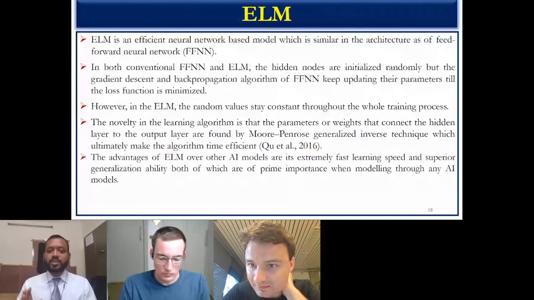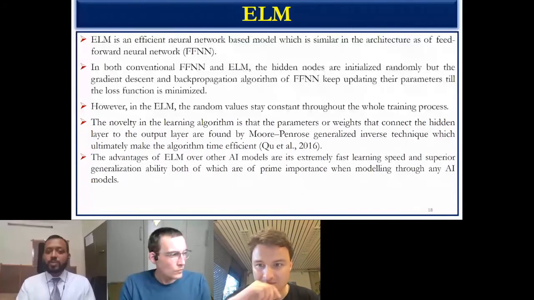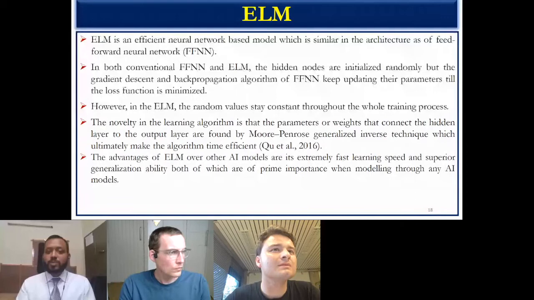And the novelty in the learning algorithm is that the parameters or the weights that connect the hidden layer to the output layer are found by the Moore-Penrose generalized inverse technique, which ultimately makes the algorithm time efficient. So over the time delay neural network or feed forward neural network, the advantage of ELM is that it has extremely fast learning speed and superior generalization ability, both of which are of prime importance when modeling through any AI models.